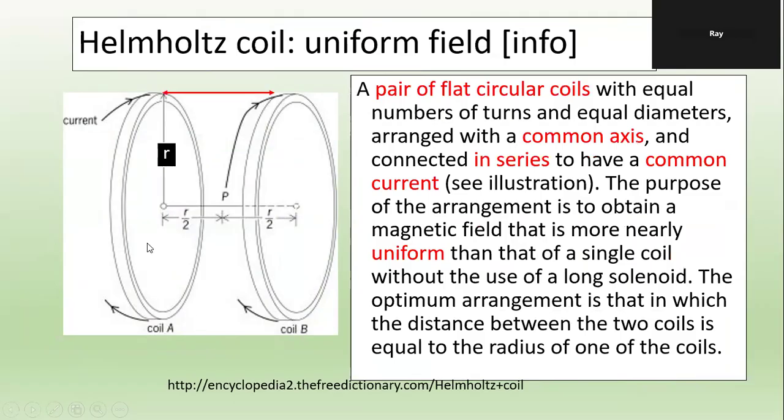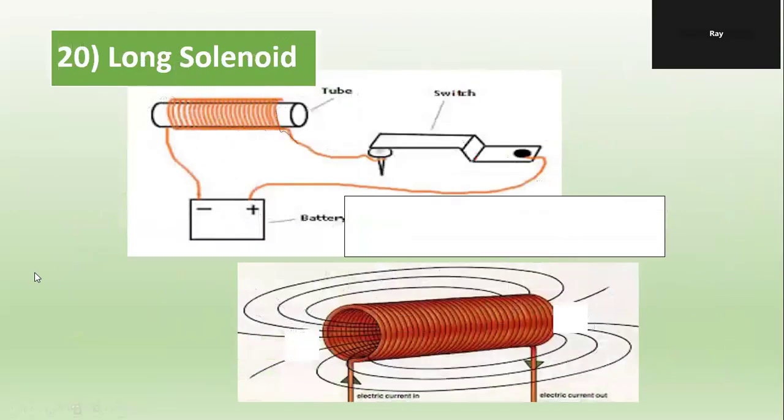Your loop radius R, and then there's a radius. So the field within the two loops is uniform. That's how we get a uniform field. Okay, long solenoid.